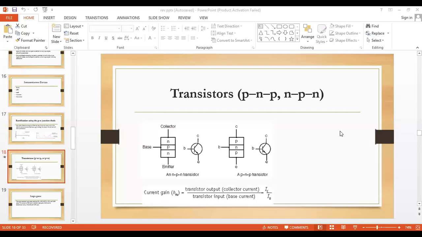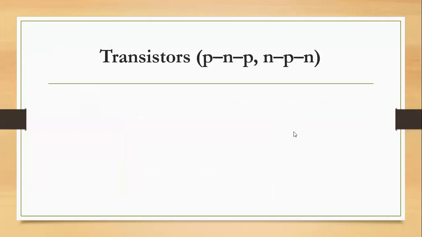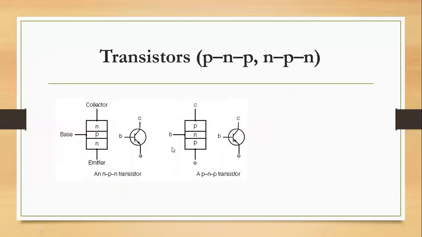So let's begin with the transistors. There are two types of transistors, PNP and NPN. These are the two types of transistors that we need to know. So what are the differences between these two? How are we going to differentiate them?